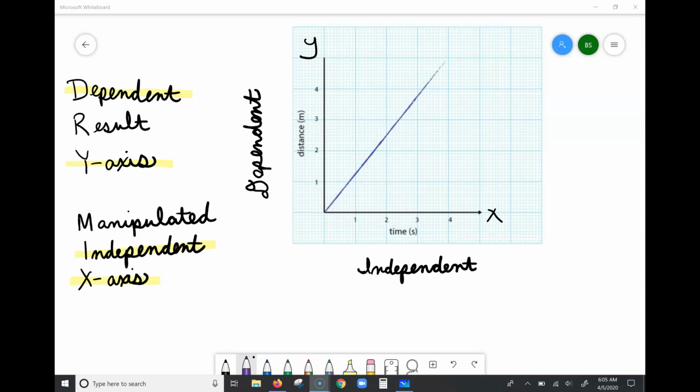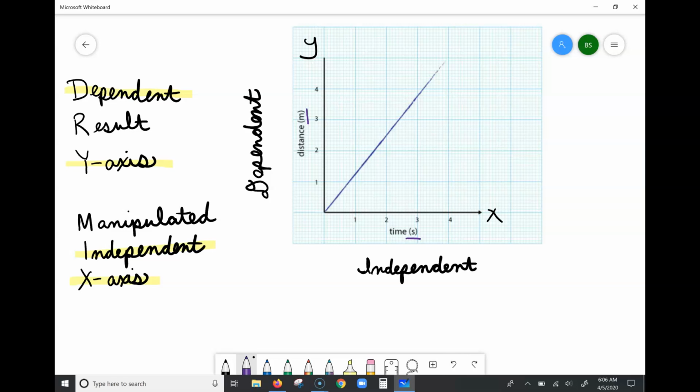So in the example on the screen, we've got our time measured in seconds, and our distance measured in meters. If I decide that I am going to let something move for 3 seconds, then I can use the graph and figure out, because I get to determine the time, that will determine how far the object goes.